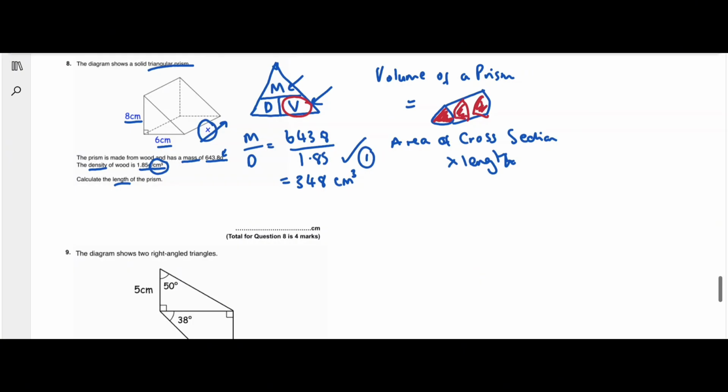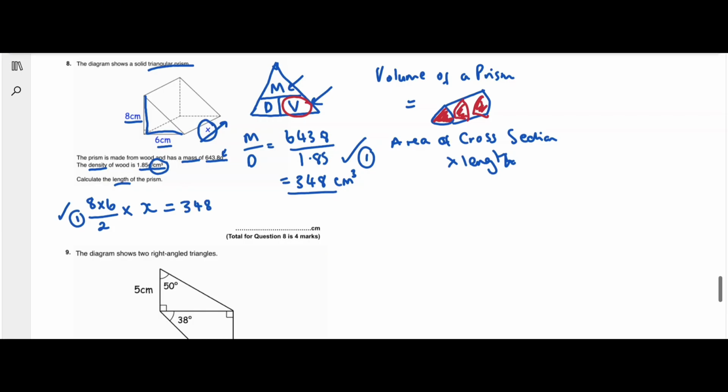So I'm now going to substitute in the information that I know. So this is a triangle on the front here. So to do the area of a triangle is base times height. Don't forget to divide by 2. Often people forget that with a triangle. 8 times 6 divided by 2. That's the area of my cross section times the length. I don't know it, so I'm going to put x, and I already know the answer because I worked that out here, is 348. That would definitely be a mark for substituting into your formula there.